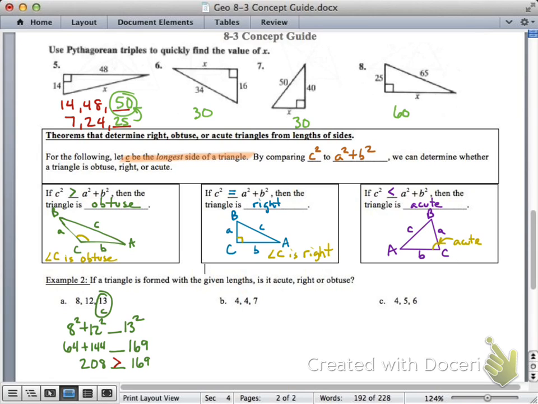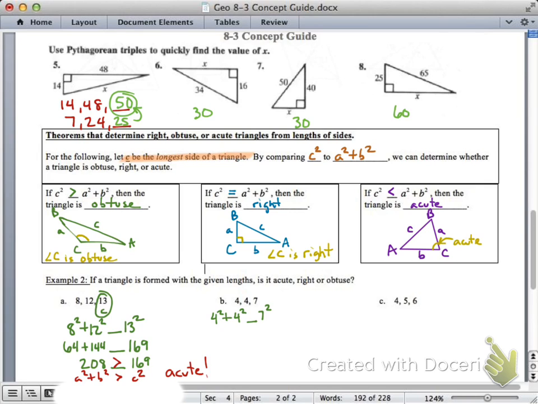Now, you have to pay close attention here. Did I do C squared compared to A squared plus B squared, or did I do A squared plus B squared compared to C squared? I got A squared plus B squared over here. This is C squared. So C squared is actually less than A squared plus B squared. Remember, like the shark eating the bigger number, or the alligator, or whatever. But that is an acute triangle because C squared is less than A squared plus B squared.